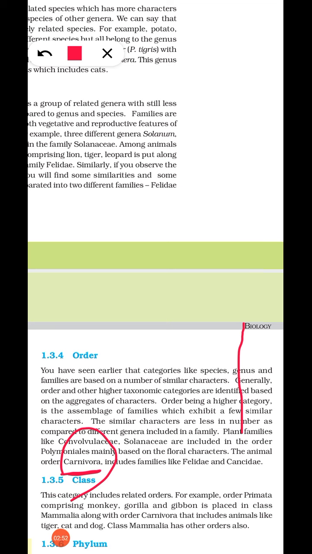So this is what the order is. Order is a higher category just above the family. Different families of plants and animals which have certain similar characters are grouped together in a higher category known as the order.